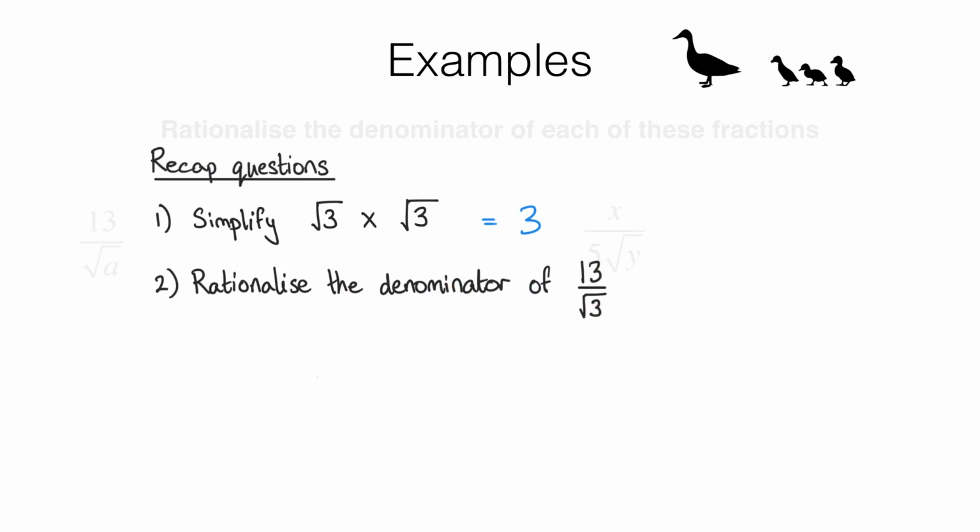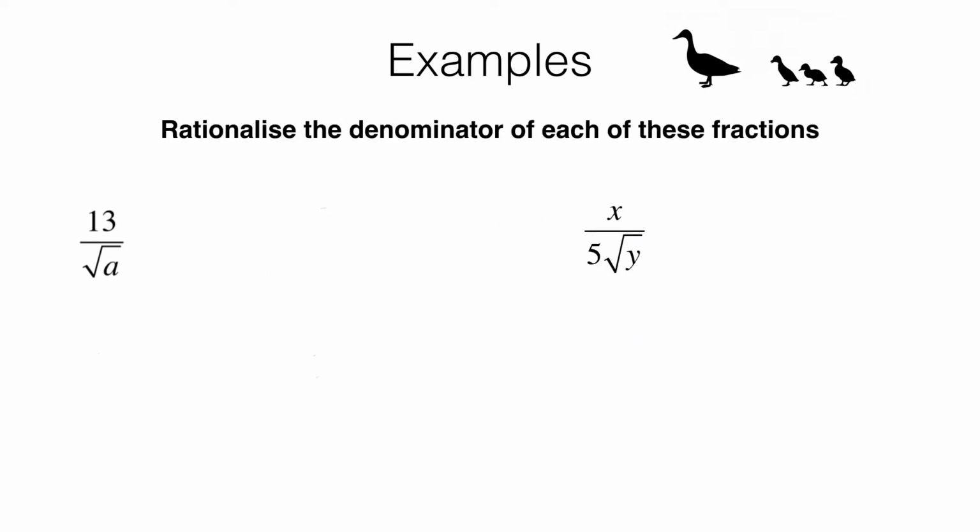Moving on to question 2, we want to rationalise the denominator of 13 over root 3. And from topic N8b, you should remember that we can do this by multiplying the denominator by the square root of 3. And to keep this fraction equivalent, we need to multiply the numerator by the square root of 3. And that will give us 13 root 3 over 3. From the first question, we know that root 3 times root 3 just gives us 3. Okay, let's get into the examples for this video.